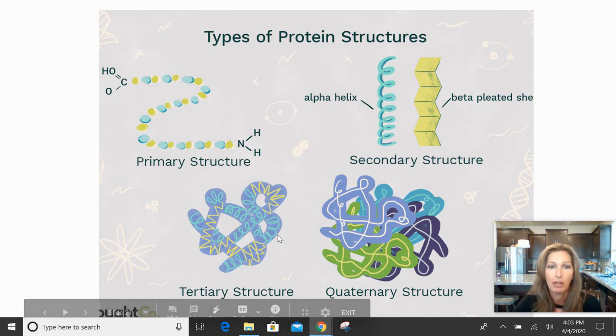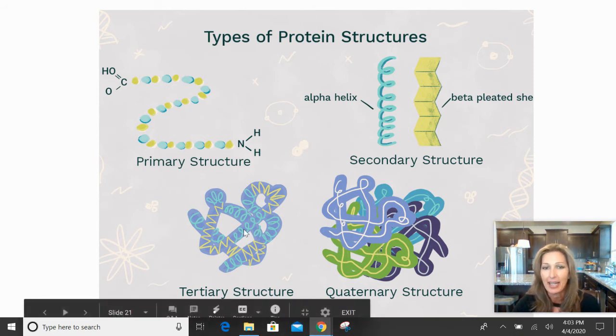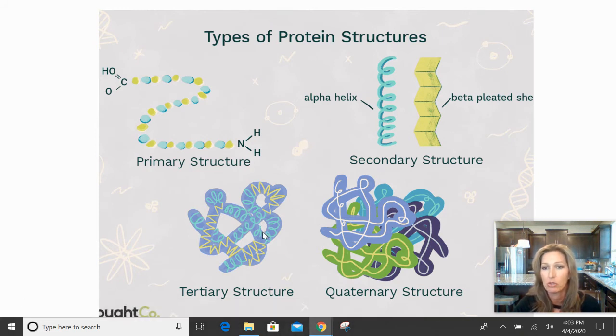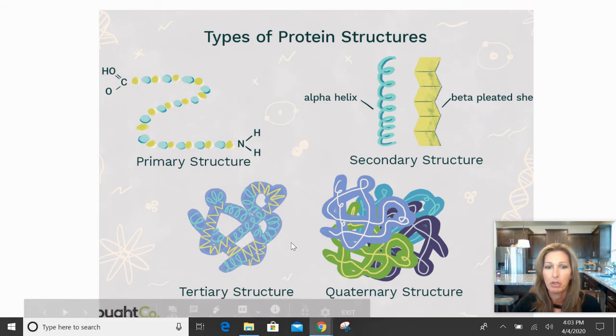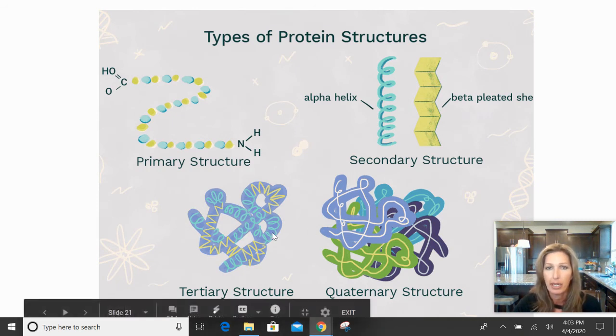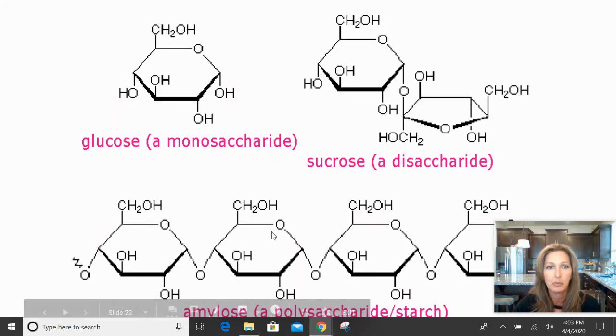What we'll also address when we get to enzymes, remember all enzymes are proteins. Remember some of those things that can denature proteins, changing their shape. When we change the shape of a protein, it also changes its function. So pH, temperature, those are things that can change that protein structure, some environmental factors that can change it.